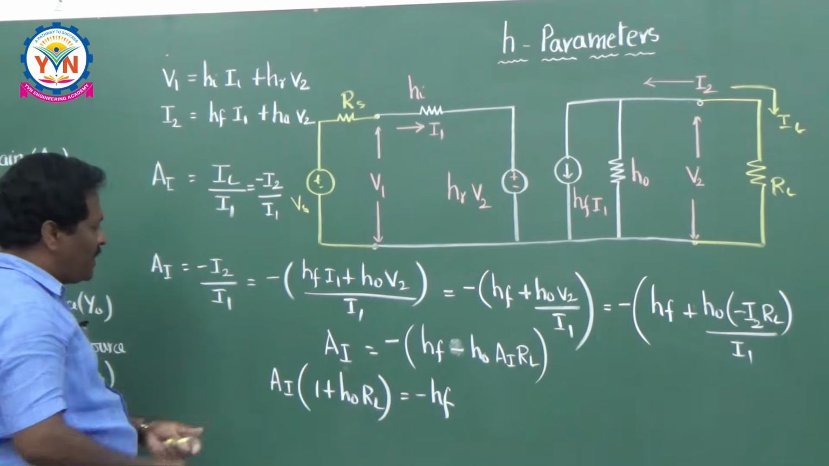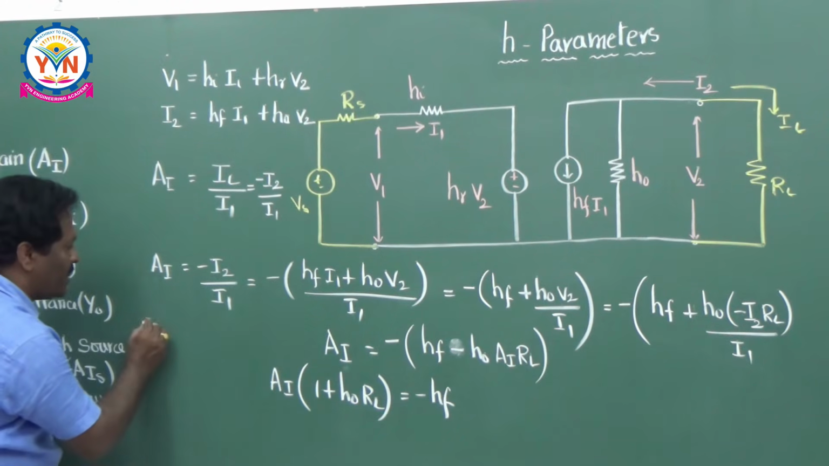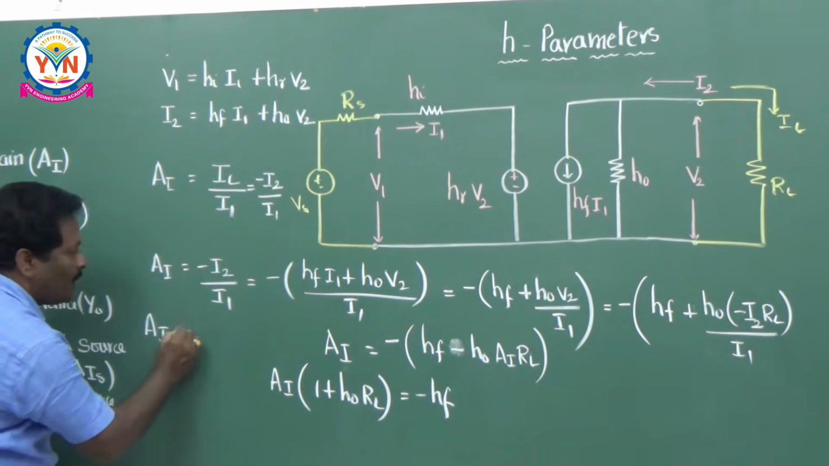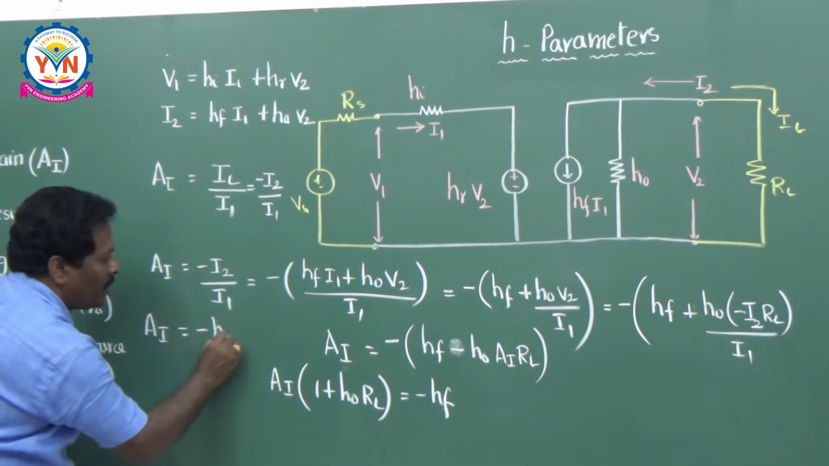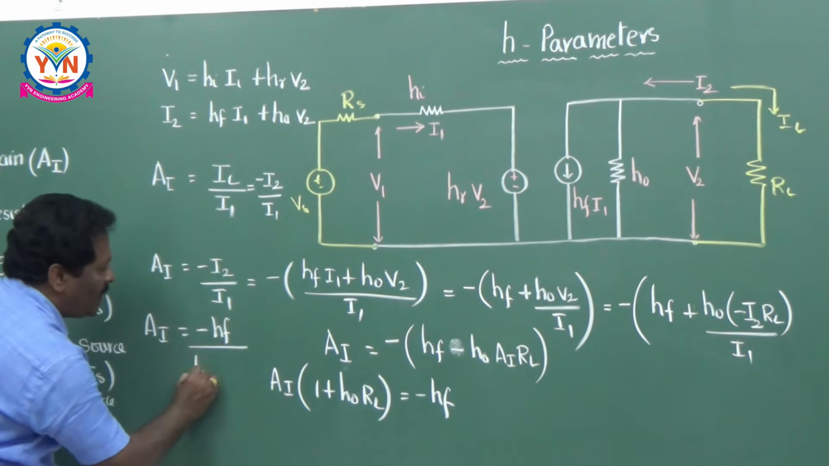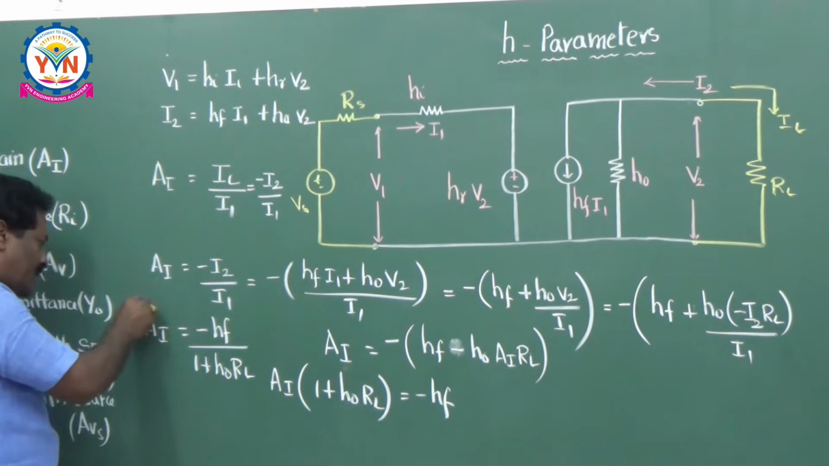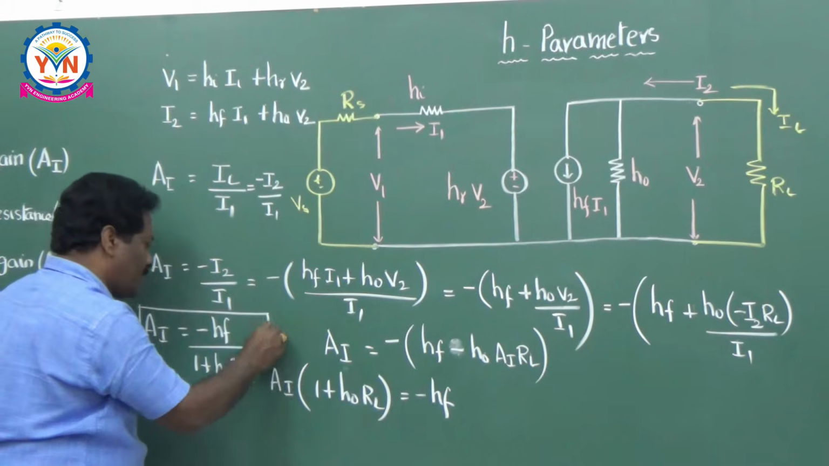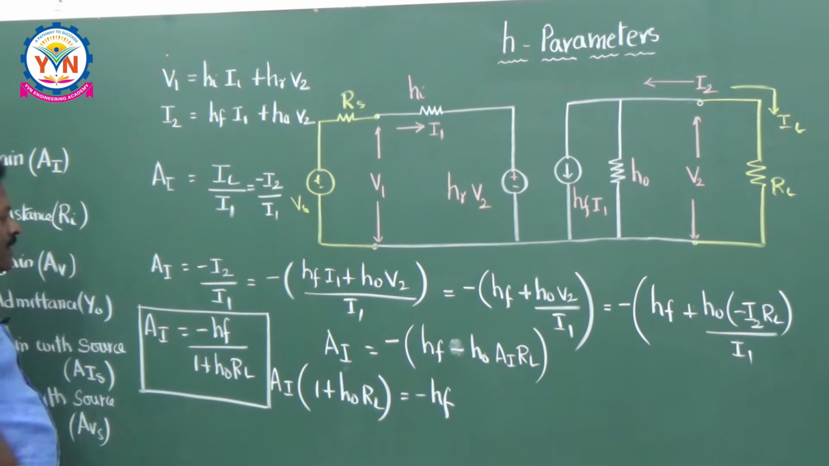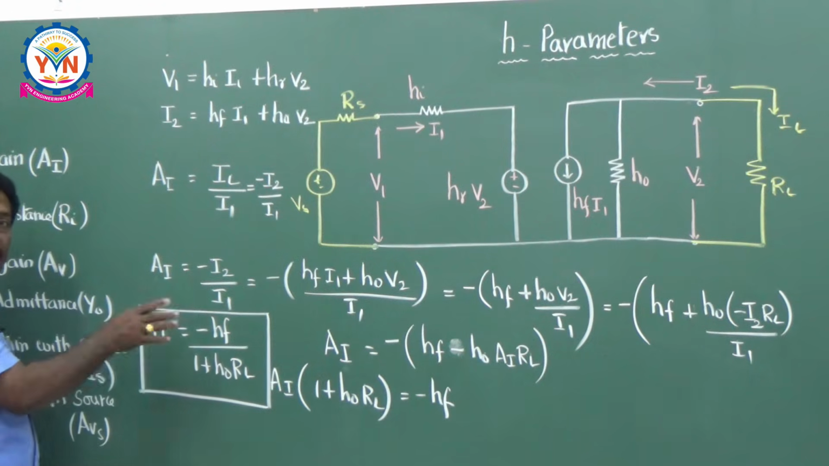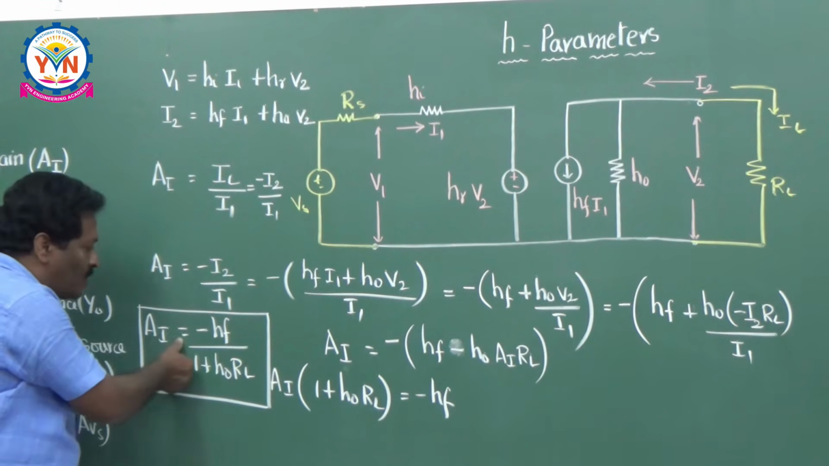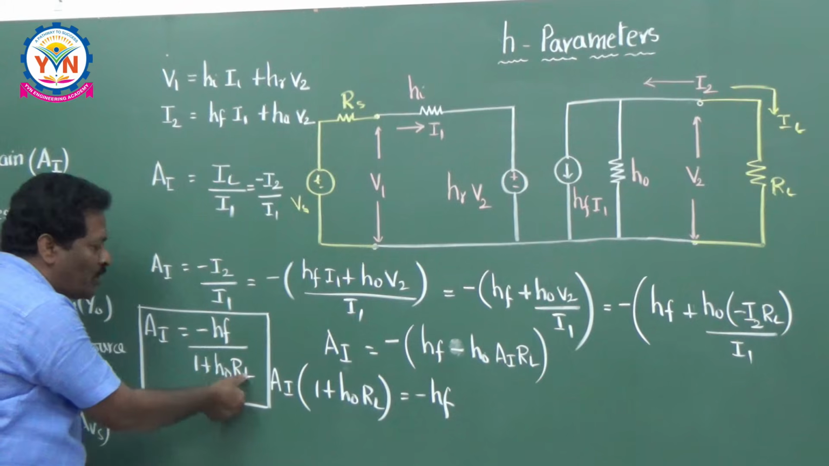So what is the current gain here? Therefore, current gain AI is equal to minus HF divided by 1 plus HO into RL. This is the generalized equation for the current gain. Simple. Taking the definition of the current gain, we have developed this expression. So from now onwards, current gain AI is equal to minus HF by 1 plus HO into RL.